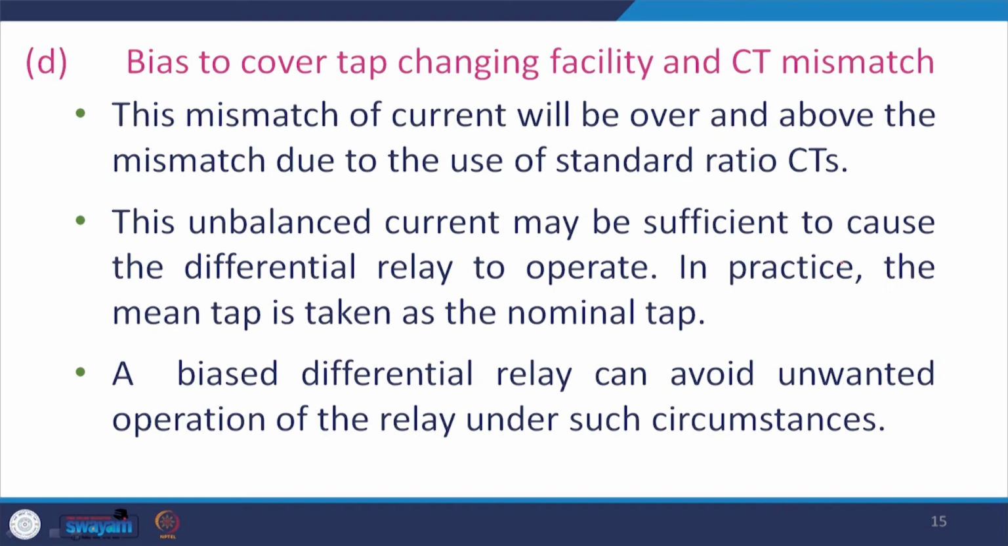So, this current needs to be compensated, and this is known as the spill current. It is the mismatch of current over and above the mismatch because of the non-standard CT ratio or unequal lead length. The unbalanced current may be sufficient to cause the relay operation. So, in practice there are two options. What is the remedy for this?